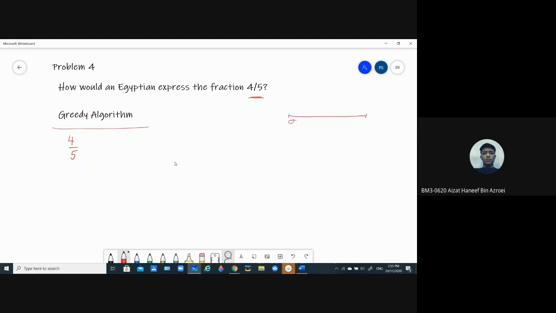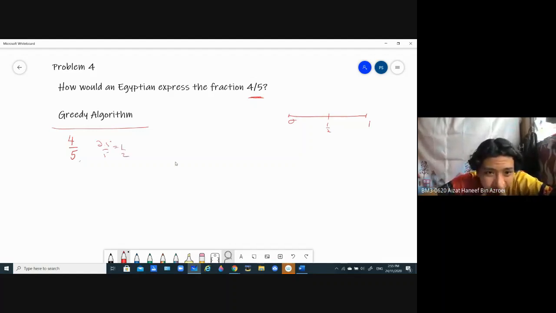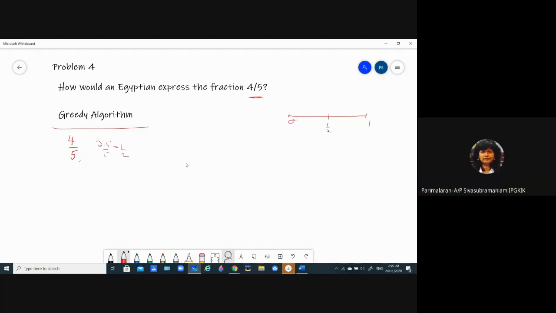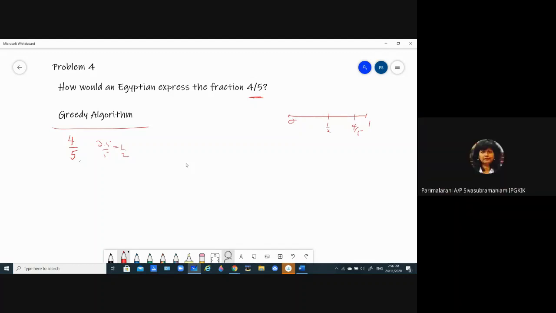If this is a number line, 0, 1, the middle is half, right? Is 4 over 5 bigger than half or less than half? Bigger than half. What is half of 5? 2.5. Yes, 2.5 is half of 5. Now, is 4 over 5 bigger than half? Yes, it is bigger than half. So the largest unit fraction less than 4 over 5 is half, isn't it?